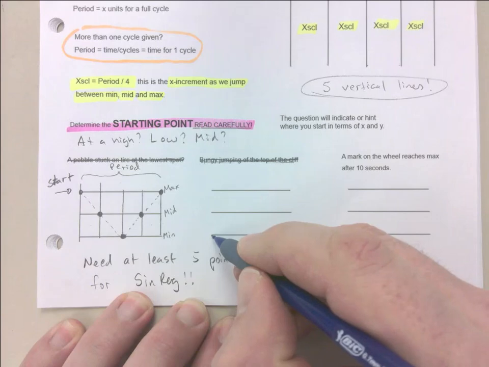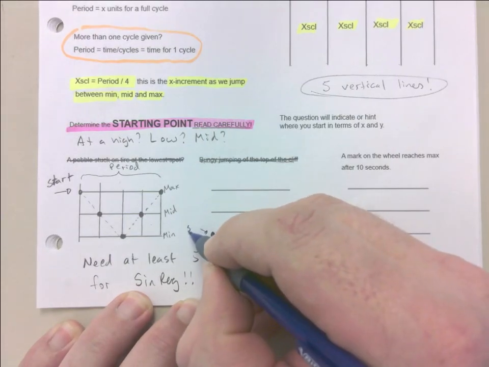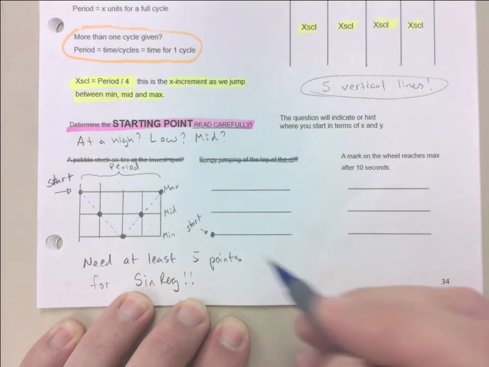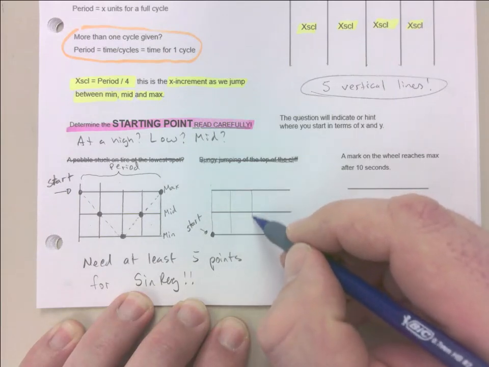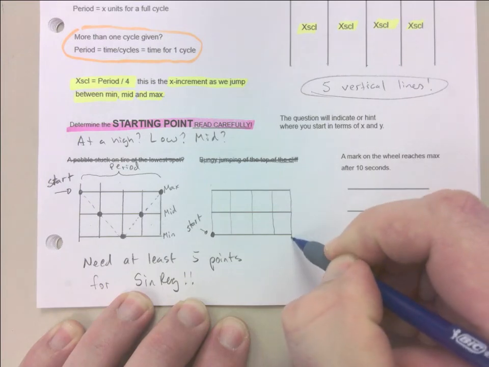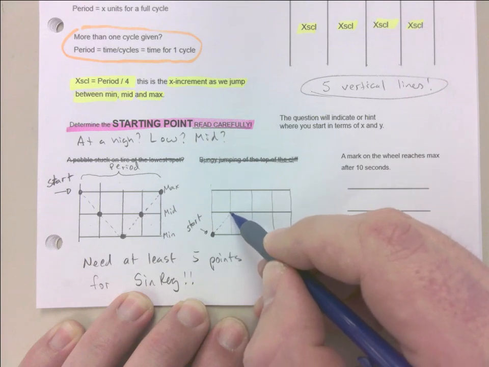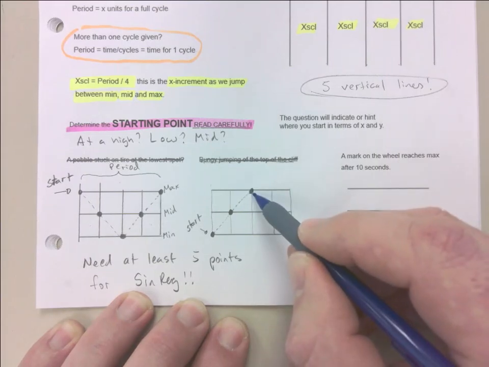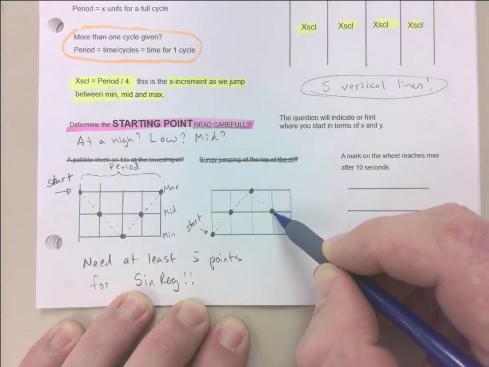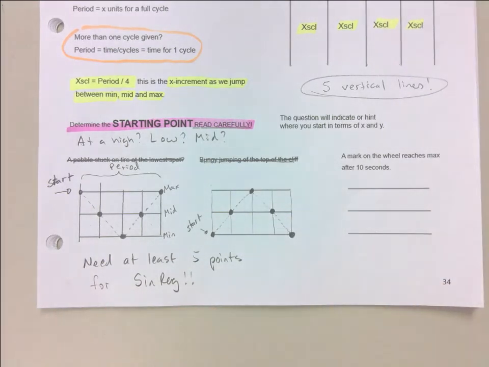If you start at the lowest point here, let's say the question gives you an indication that you start here. Then we will split this into quarters again. And when you're at the lowest, the only way you can go is up, right? So that'll be here. Another quarter of a period will get you there. Another quarter of a period gets you there. And another quarter gets you back down. You've got your 5 points just like that.